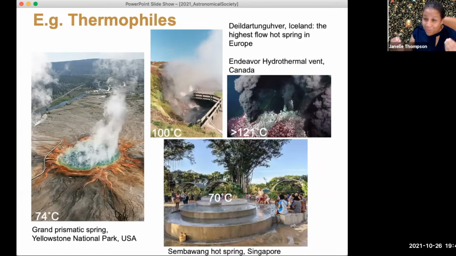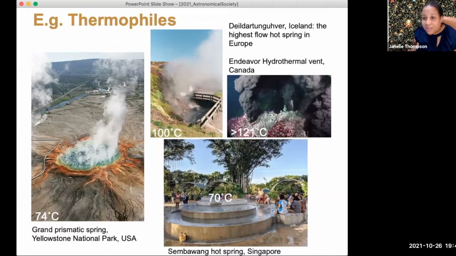And then in our own backyards, we have now the Sembawang Hot Spring Park. Sembawang Hot Spring, of course, has been around for a while, but it was recently renovated and opened in 2019 as a hot spring park. And so we have our own backyard thermophiles growing in Sembawang.